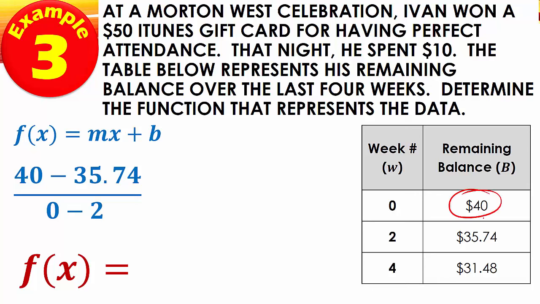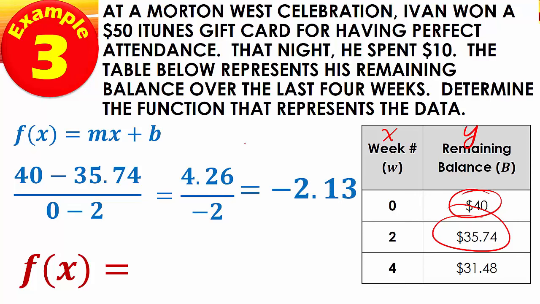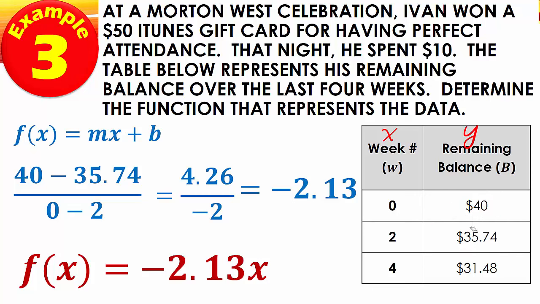So I'm going to use 40 and 35.74. Since I used 40 for my y, because remember this is the same thing as x and y, since I used 40 for my y first, I have to use 0 for my first x, and then 2 for my second x. We're subtracting positives this time. So that's going to give me 426 over -2, which simplifies to -2.13. So we found the rate of change. That's going to have a variable attached. And then all you have to do is look where x is 0, which is right there, and see that the remaining balance is 40. So we're just going to add 40 to it.